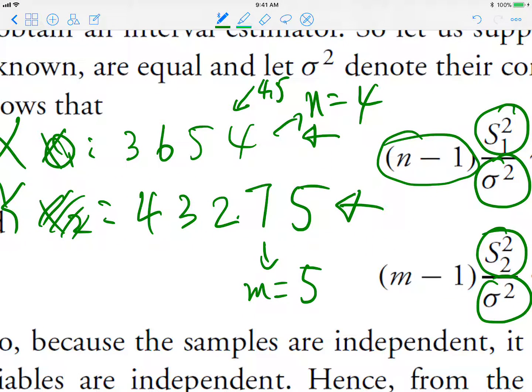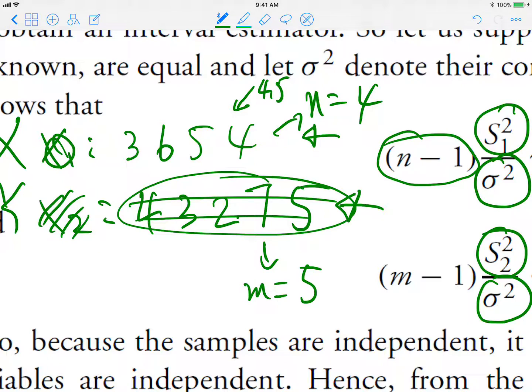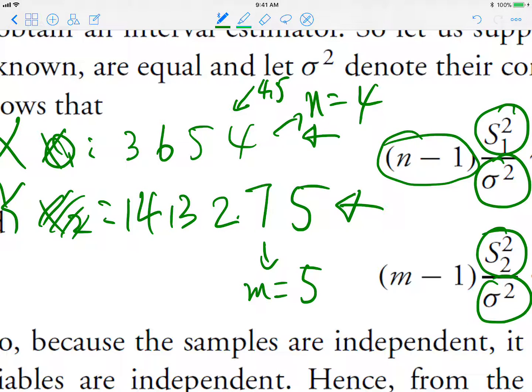Let me change it into a clearer example. Because the mean of this sample looks similar to the mean of the first one, let me add 10 to each of these samples. In this case, clearly the sample means from these two samples look quite different, right? That is the situation that we are dealing with in the current example.